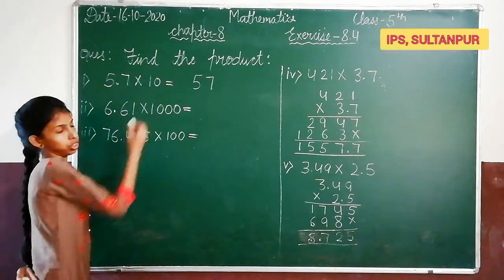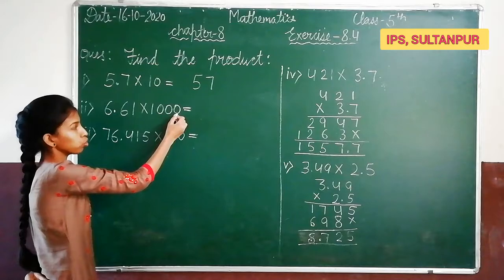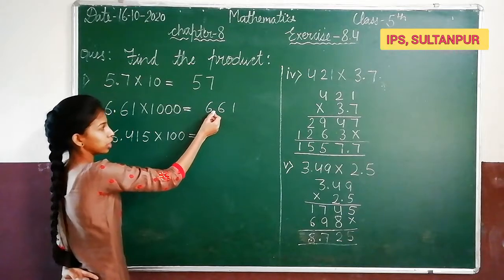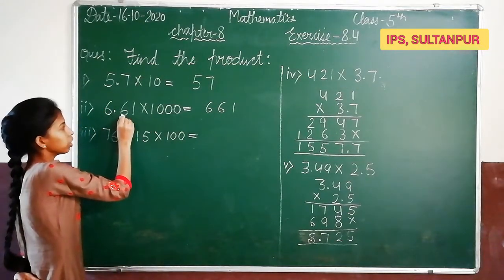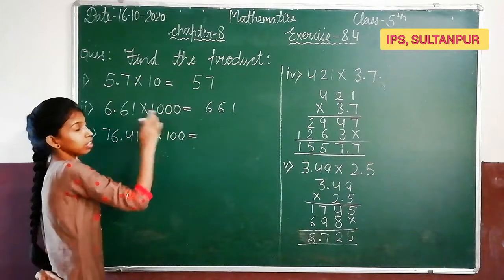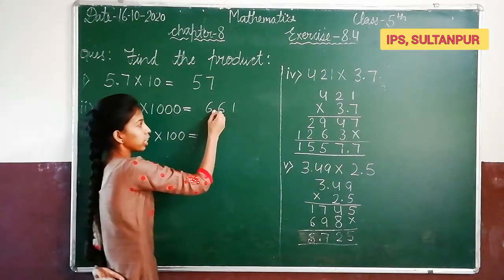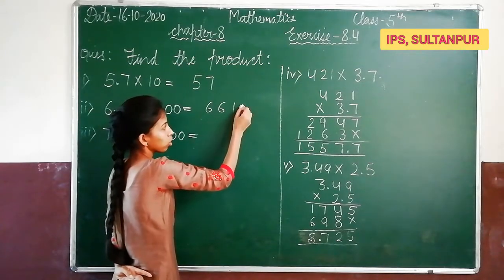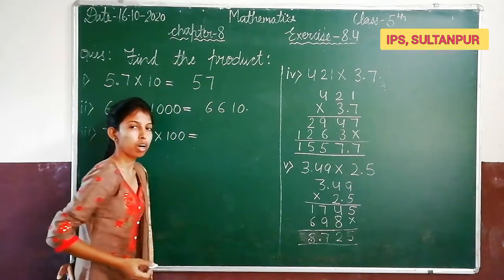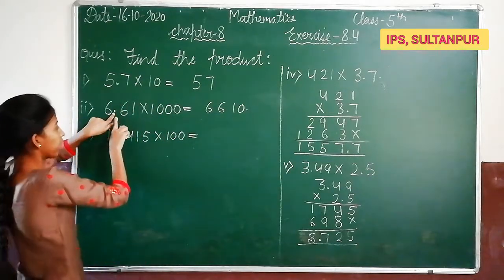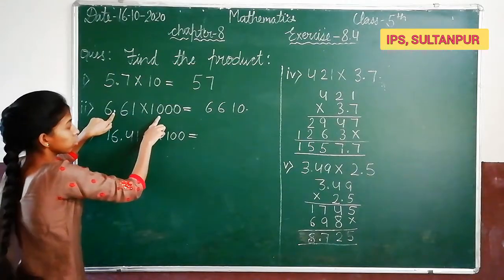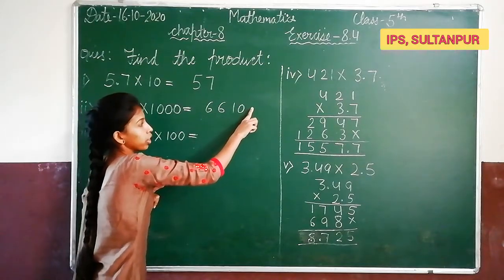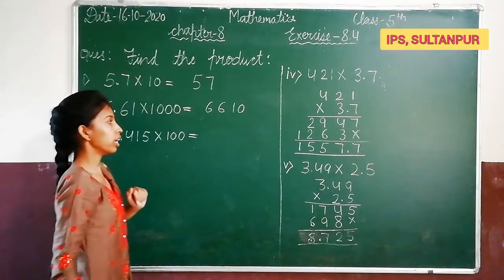6.61 multiplied by 1000. In 1000 the number of zeros is 3. We will write this number 661. The decimal was there. We will shift the decimal after 3 digits because there are 3 zeros. The decimal will shift 1, 2, 3 digits. But there are only 2 digits, so we will put 1 zero for the third digit. After the decimal there are only 2 digits, we need 3 digits to shift the decimal, so we will put a 0. There is no other digit, so we will remove the decimal.